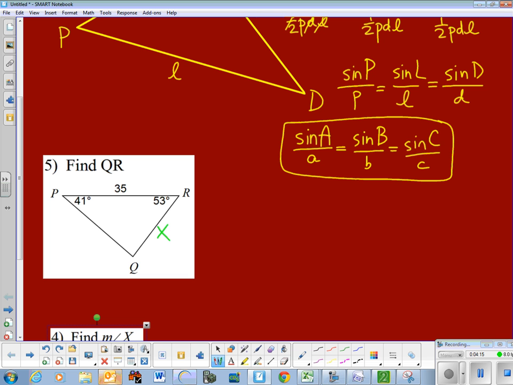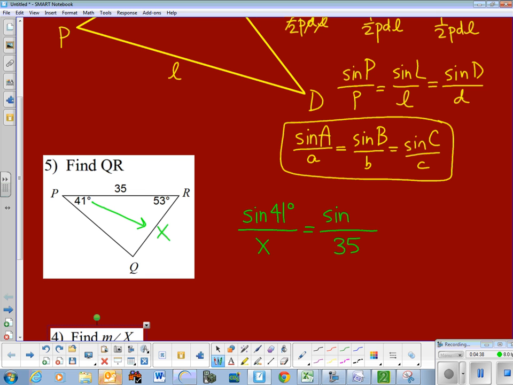Sine of 41 over x, because 41 is across from x, equals, now the other side that I have is 35, equals the sine of angle Q over 35. What I'm seeing is that I need to figure out what angle Q is.